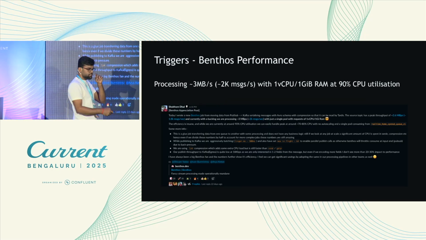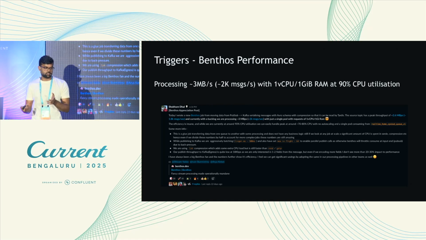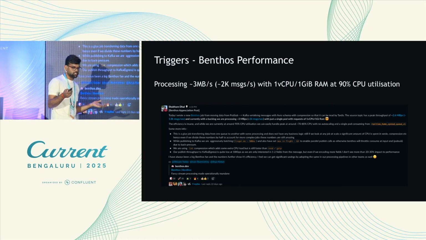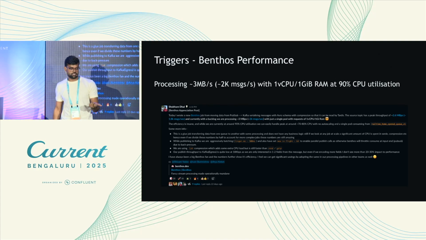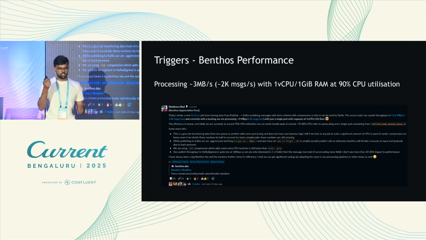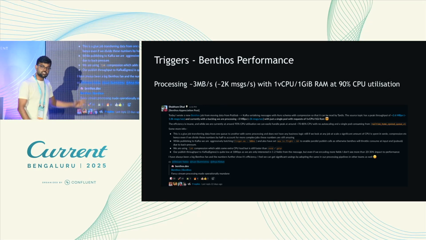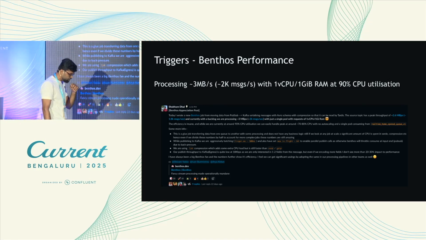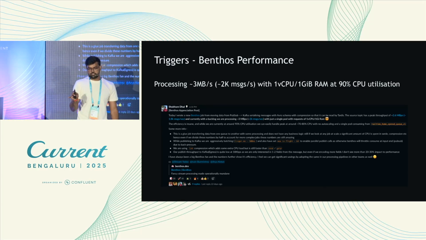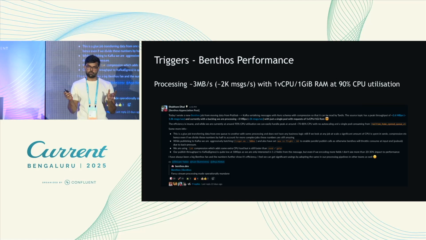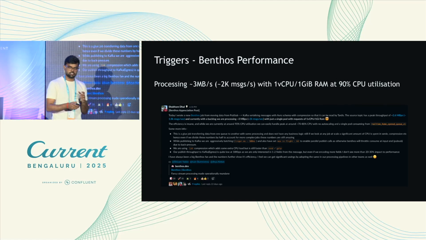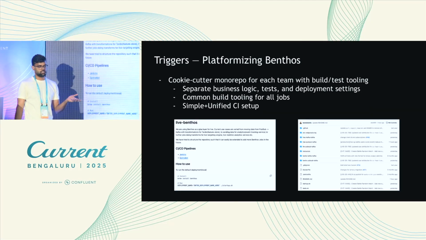I'll just tell you how the performance was for Benthos. This is a small message that Shom sent once he set up Benthos. We were processing 3 Mbps of messages throughput, basically 2,000 messages, using just 1 vCPU, 1 GB RAM at 90% CPU utilization. It's very, very cheap. I think if we have dozens of jobs in Sharechat, they cost less than 300 rupees per month for consuming all the dumb jobs that we have in Sharechat.